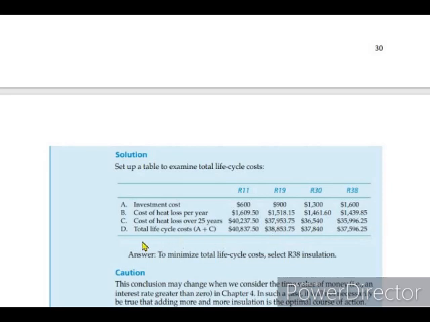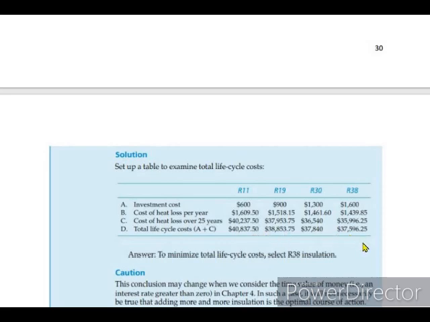Now to get the total life cycle cost, we will just add the investment cost plus the cost of heat loss over 25 years, because it is what makes the total life cycle cost. Okay, so adding $600 plus 40,237.50, it is $40,837.50. So you will just do the same for the rest.